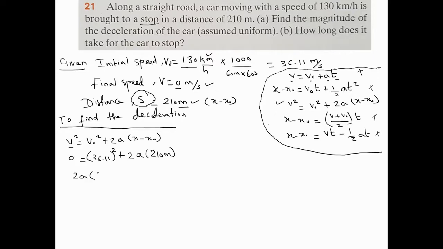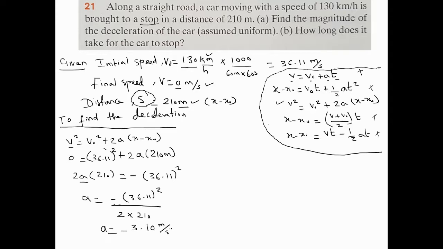2a multiplied by 210. If you just move this term to the left hand side, this becomes minus 36.11 squared. And if you want to find the a value, therefore a is equal to minus 36.11 the whole square divided by 2 multiplied by 210. If you just work out these things, you will get the value in terms of negative. So the negative value of this acceleration, if you just work out with your calculator, will give 3.10 meter per second square.